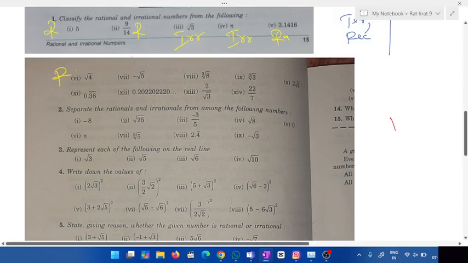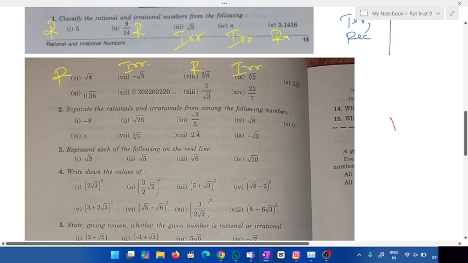Minus root 5, irrational. Cube root of 8. What's the answer for cube root of 8? 2. Rational. And you'll have to go through that, students. Go through that cube root, square root. Next, ninth question. Cube root of 3. Yeah, it's a non-perfect cube. Irrational.